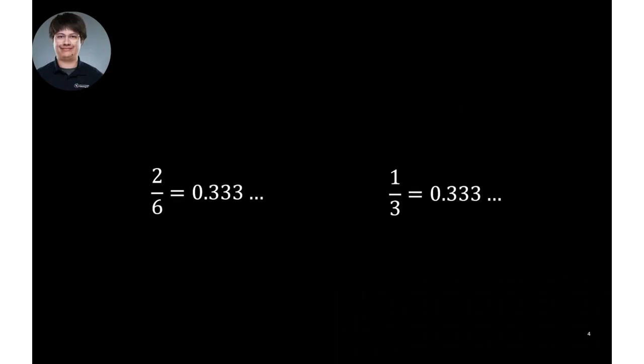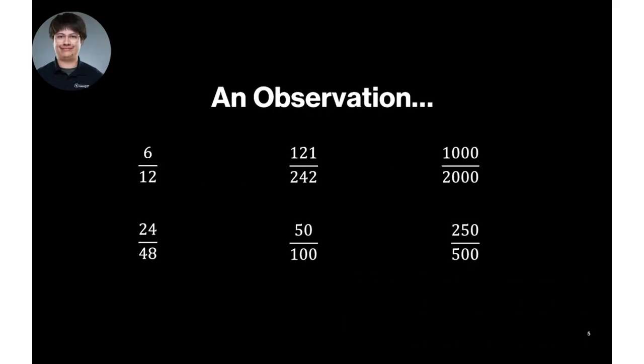If we enter 2 divided by 6 and 1 divided by 3 into the calculator, we still get the same decimal, 0.333 repeated forever. But notice that they give the same decimal value even though I changed the fraction. This is what I was talking about earlier. Let's look at some more fractions. Just from looking at this, any idea what the decimal of each fraction is? I'll give you a few seconds.